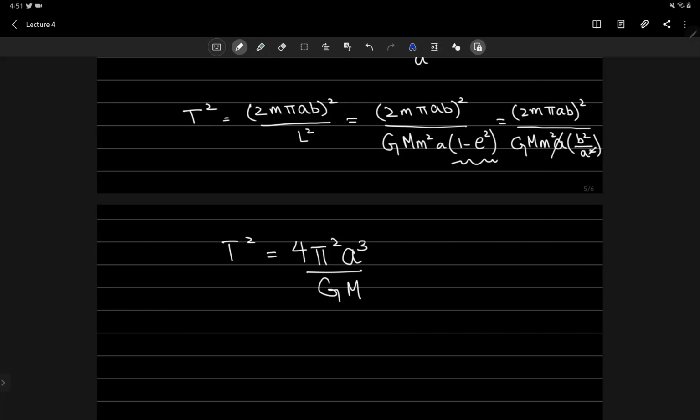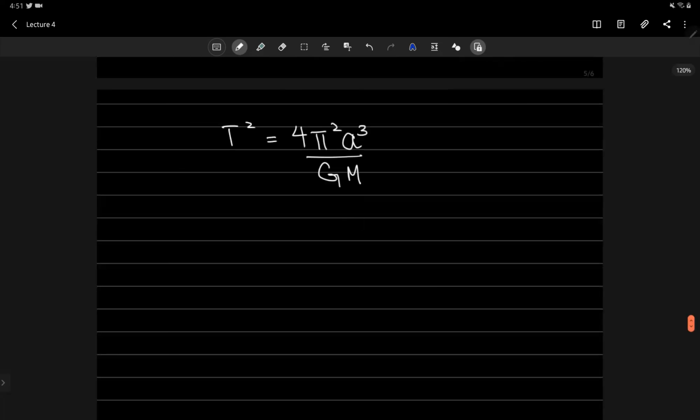ये तो कैंसिल कर देते हैं, ठीक है. So well, यही हमें prove करना था ना. This is what we needed to prove, कि t squared is proportional to the cube of the axis, right?